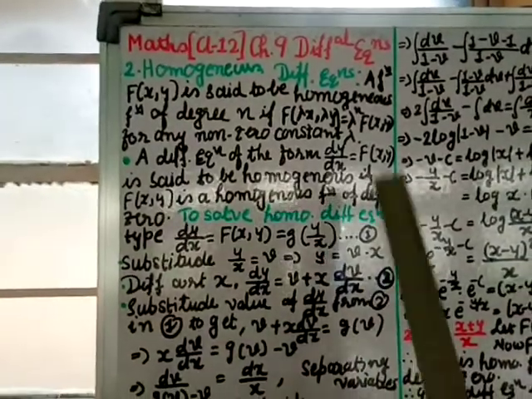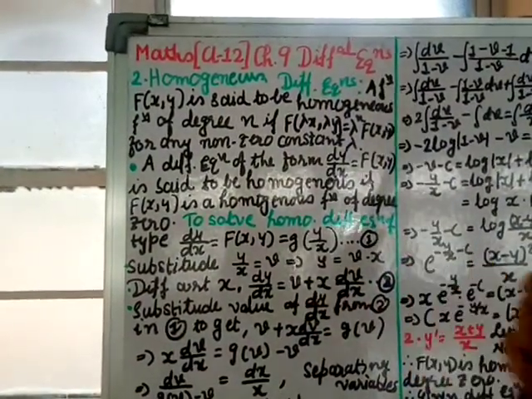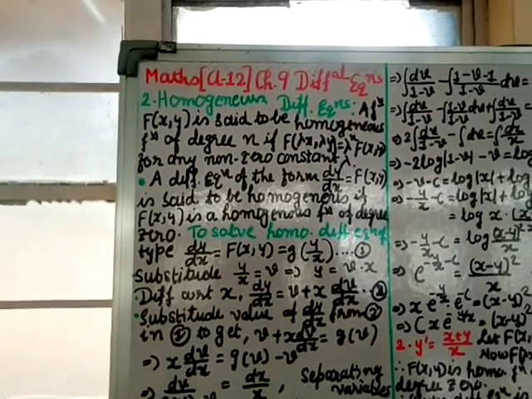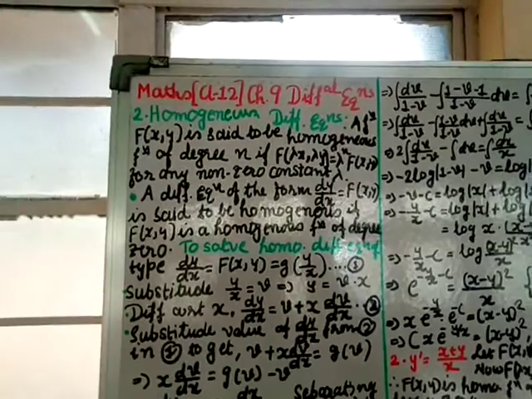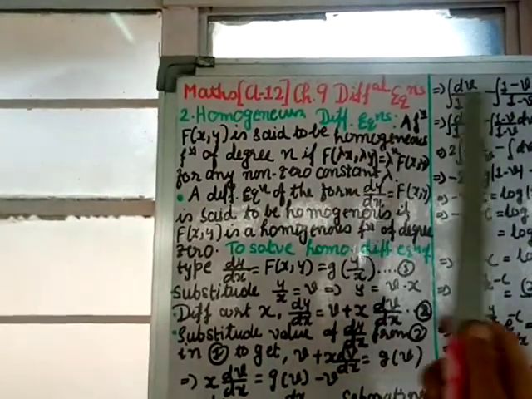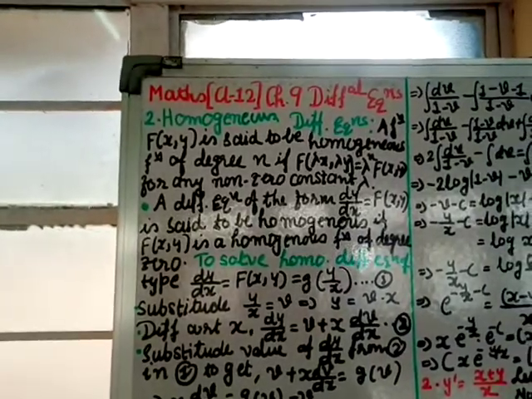Mathematics Class 12, Chapter 9, Differential Equations. In the last class, we have started solving the differential equation. We have done the first method, that is by separating the variable. Today we shall solve homogeneous differential equation. Let us define what we mean by homogeneous function.